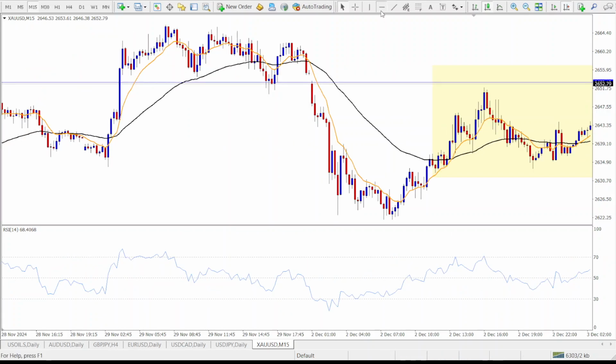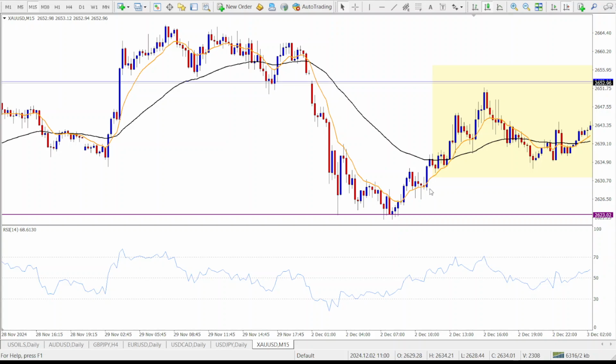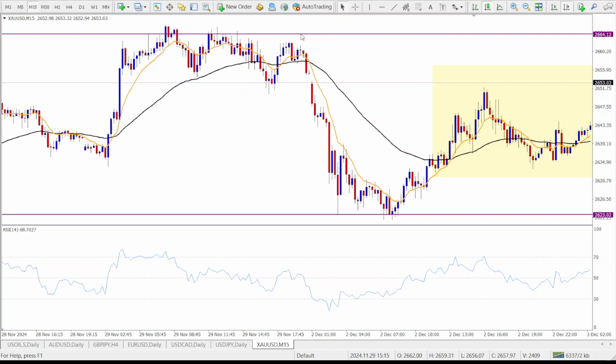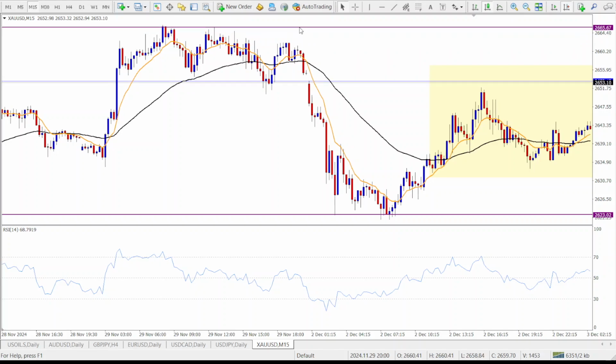Now, it's not as if the strategy is foolproof. There could be false signals sometimes, because there is no strategy that is 100% accurate. But when you get extra confirmations, for example, combining the EMAs with the RSI, the chances of false signals tend to reduce, because you are getting confirmations.